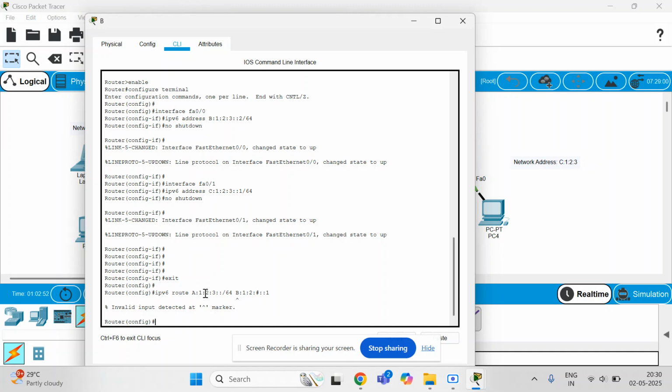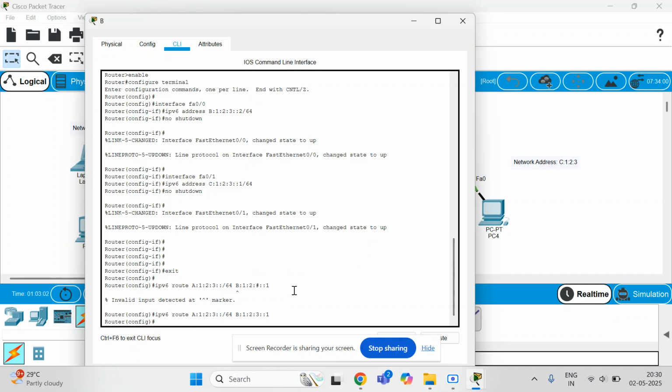Sorry, here is an error, I have written a hash by mistake. It should be colon 3 colon colon 1. Now it is fine.